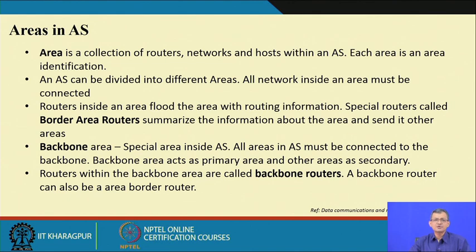So, there is a concept of area in an autonomous system. What we have seen is that the internetworking is divided into several autonomous systems. Given an autonomous system, it is divided into different areas. An area is a collection of routers, networks and hosts within an autonomous system. Each area has an area identification number, or area ID, right.